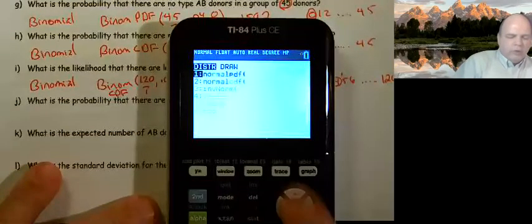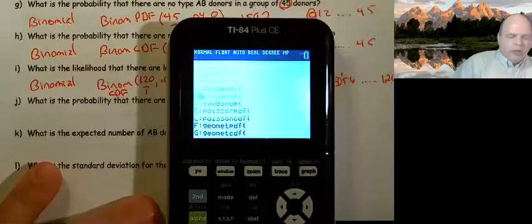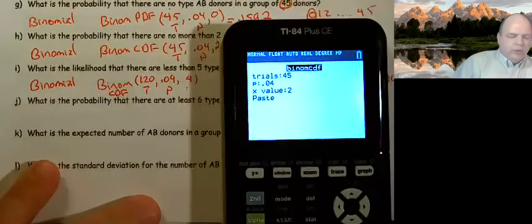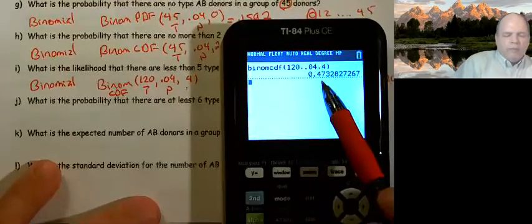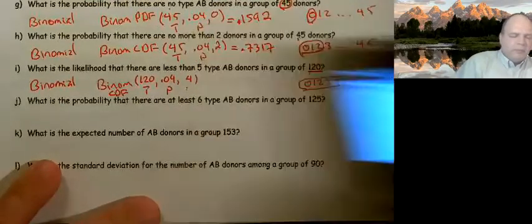So 2nd VARS, binomial CDF. Trials in this case is 120. Probability is still 0.04, and our X value happens to be 4. And we end up with 0.4732.